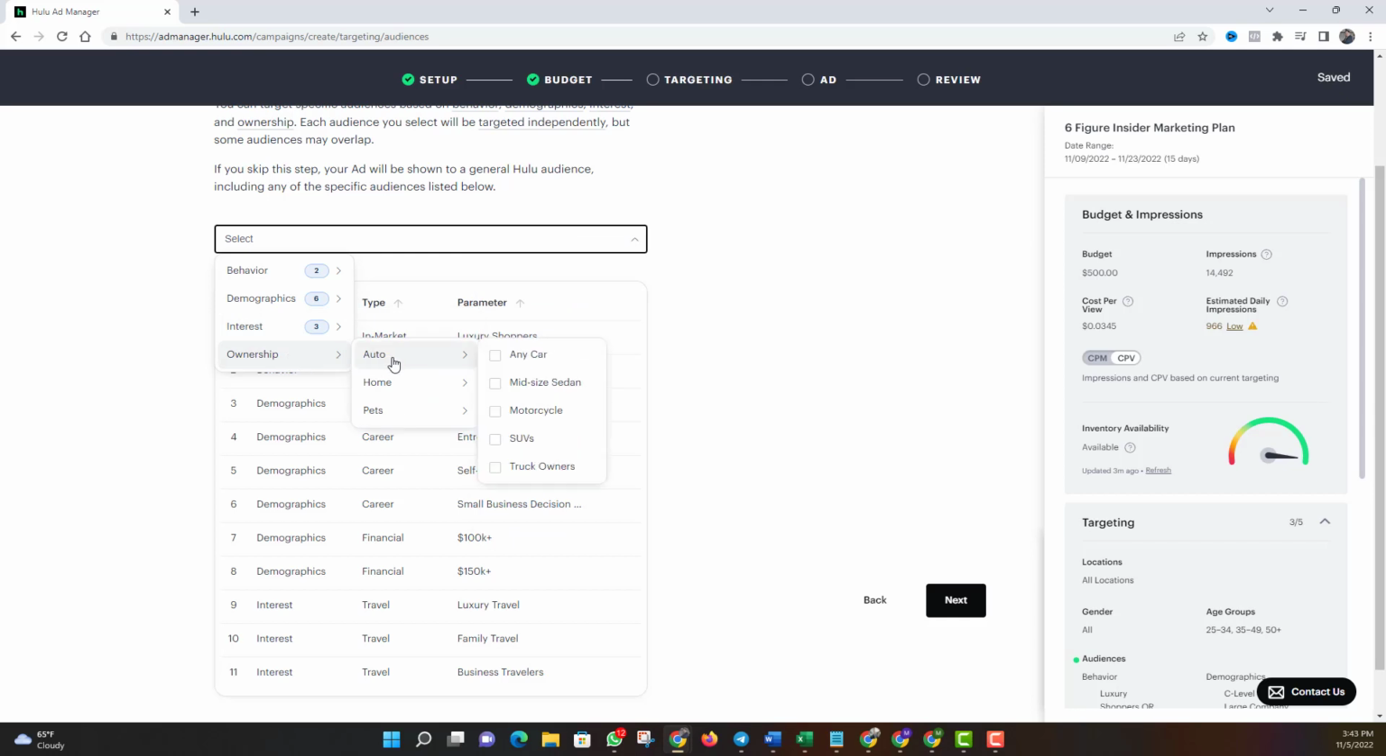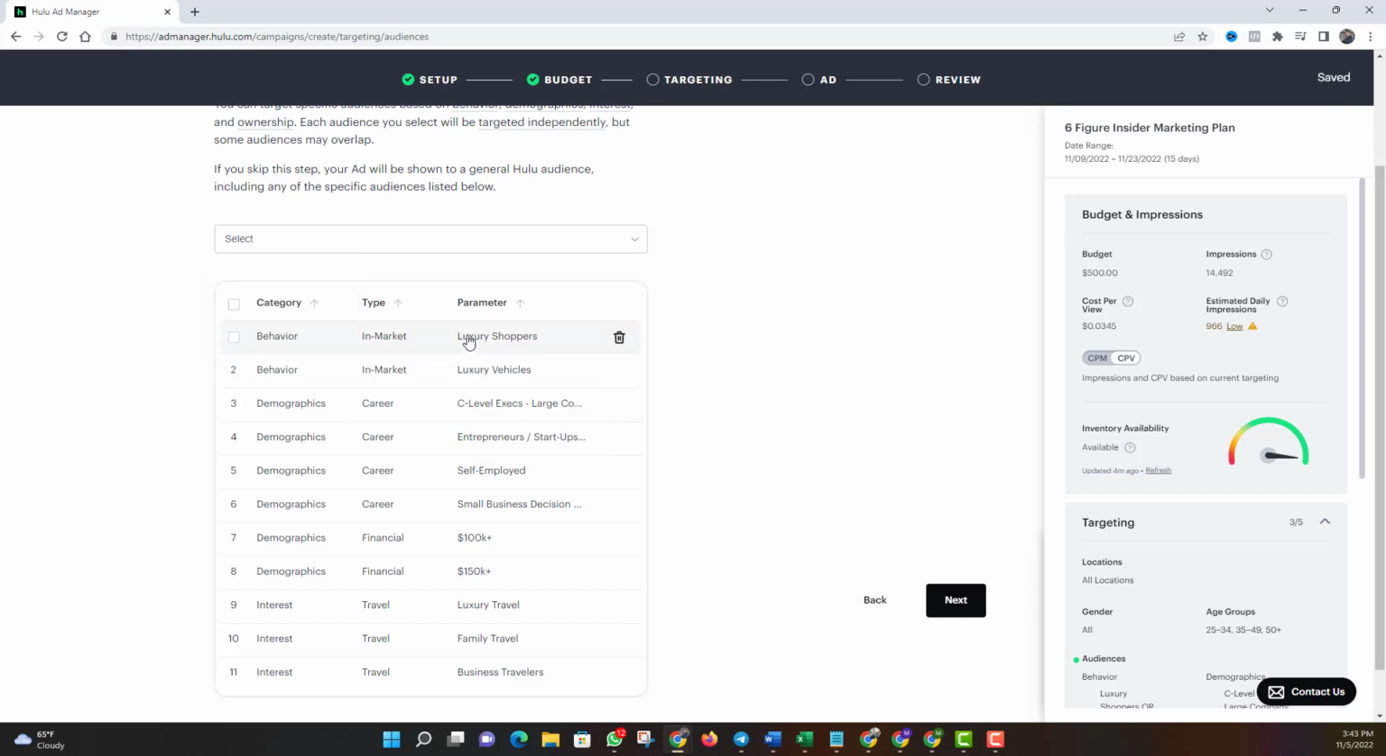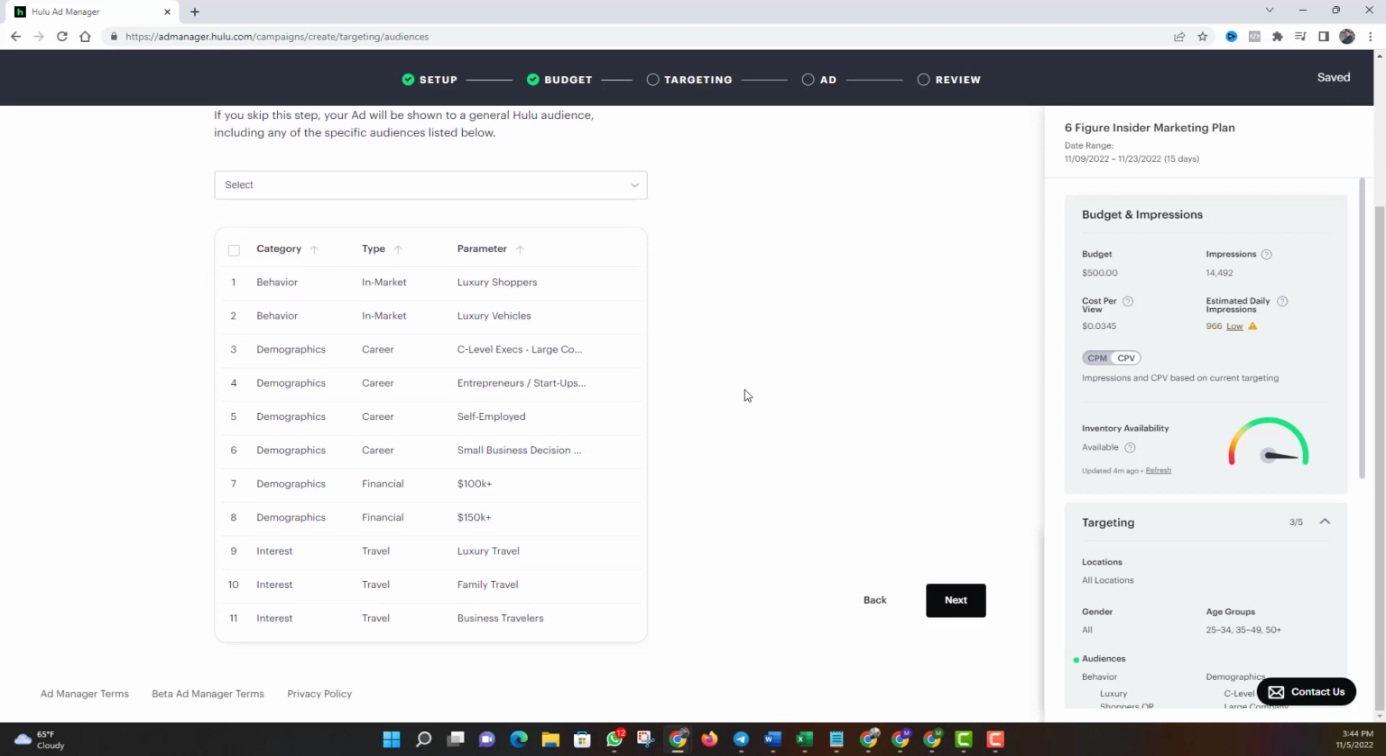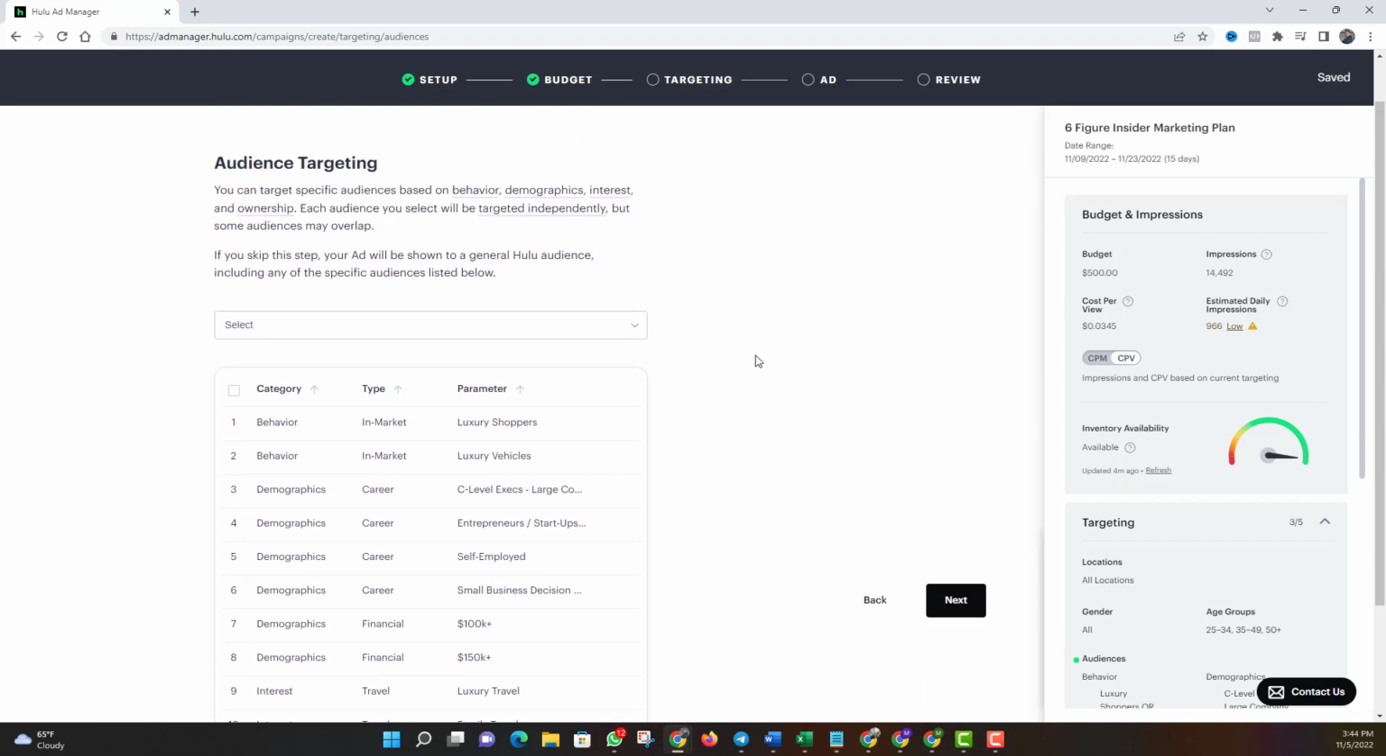Ownership targeting would be kind of what kind of vehicle do they own. Home would be, are they a homeowner, home renter, which does not matter as much. Some of our people, they are not homeowners. They just like the laptop lifestyle. So cat owners, dog owners. So had you been targeting an offer that was, let's say, specific only to cat or dog owners, you could actually run an ad very specific to them. So we actually have a decent amount of targets here. We actually went with luxury shoppers, with C-level executives, entrepreneurs, self-employed. So really good, really good opportunity there.